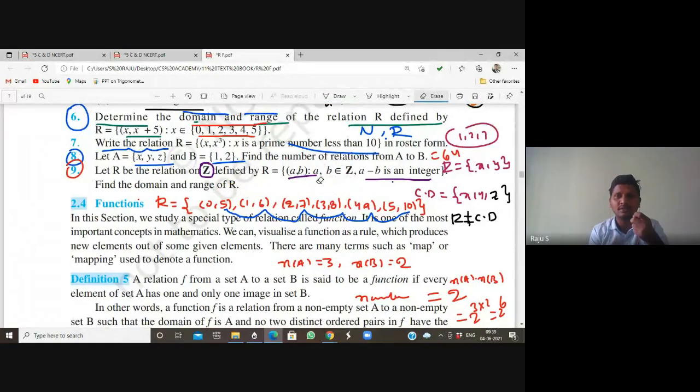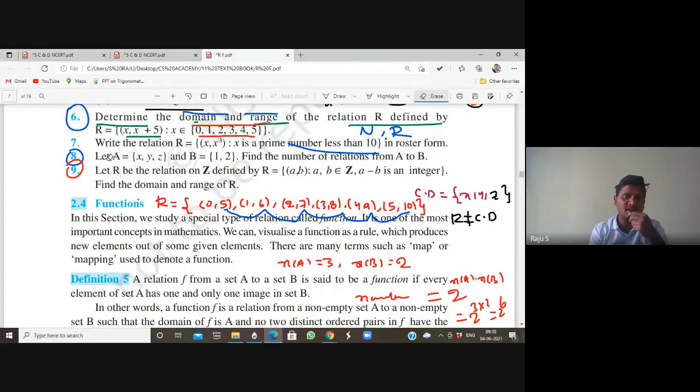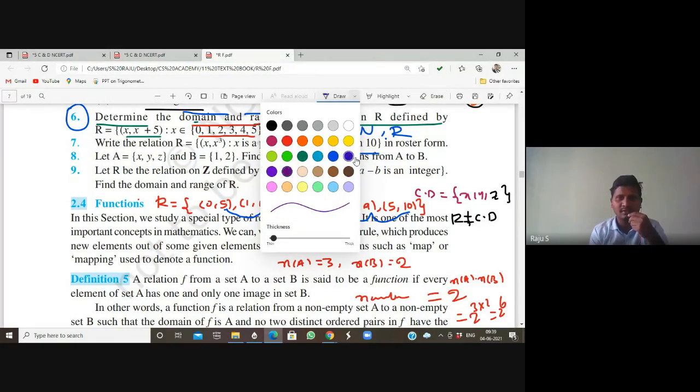Anyone can say the answer. Both are integers, Z. The domain is the set of all integers. The codomain, I mean the range, is also the set of all integers.